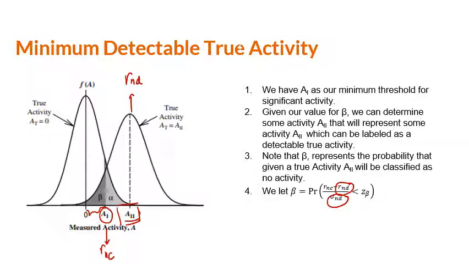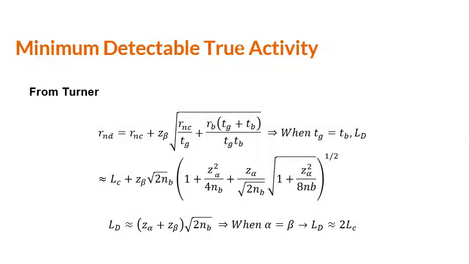Okay, and then based on this, we also know Z beta because we assigned this. So knowing RNC and sigma ND, na kay Turner yung derivation, and in a similar manner as the derivation for your LC. So gagawin lang natin yung run through.